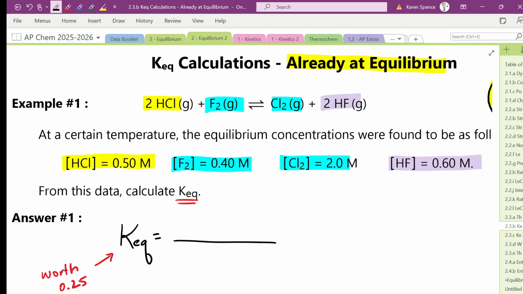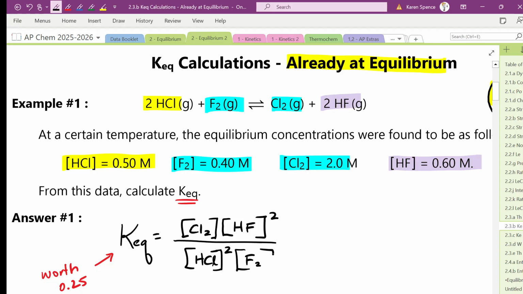And is it reactants over products or products over reactants? Products over reactants. So we've got Cl2. Now, is it multiplying or adding? Multiplying. Beautiful. Okay. And we've got HF. That has a coefficient of 2, so it is raised to the power of 2. In our reactants, we have HCl. It has a coefficient of 2, so it is raised to the power 2, and F2. This expression is worth 0.5.